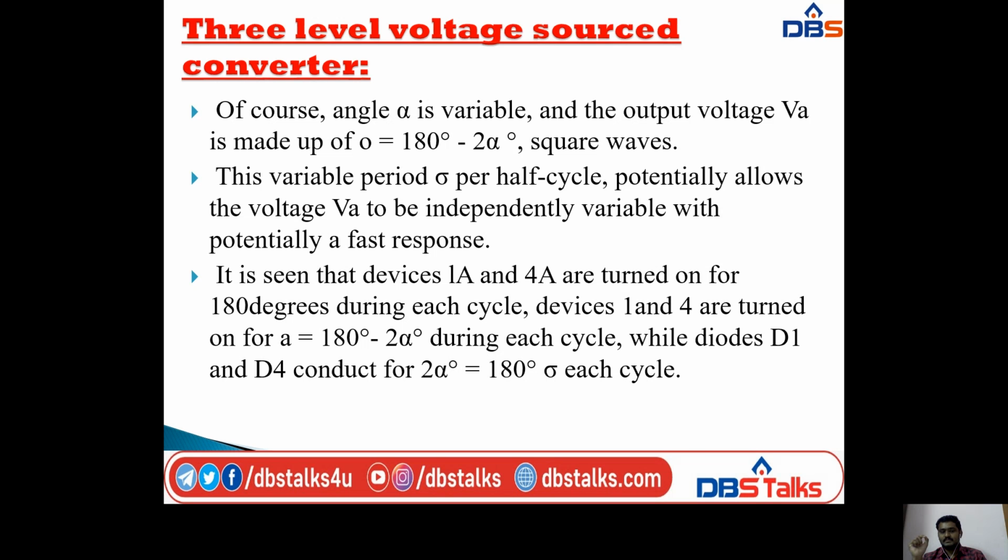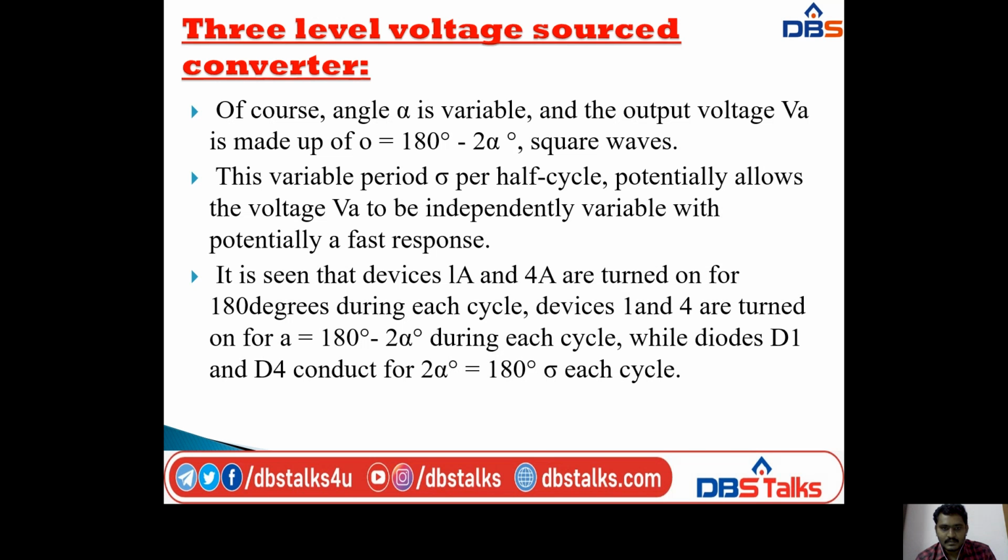During each cycle, diodes D1 and D4, which are the clamping diodes, conduct for 2 alpha equal to 180 minus sigma each cycle. Like this the operation continues.